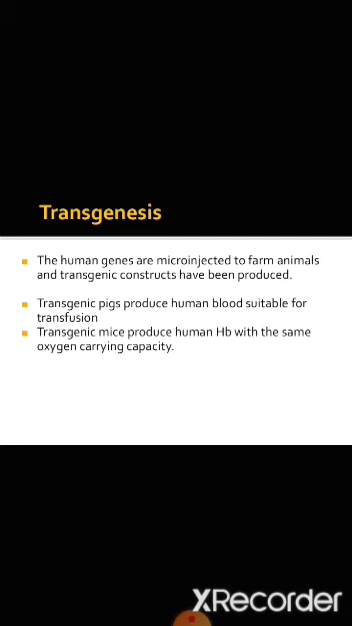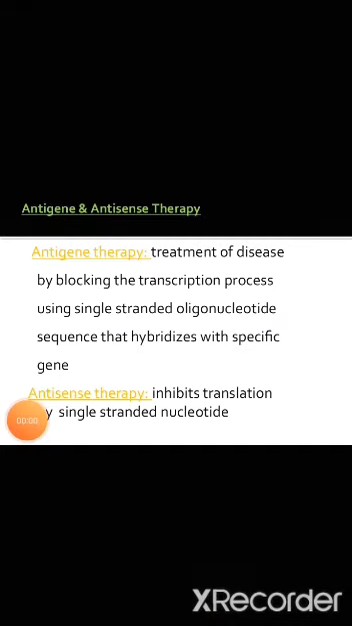Transgenesis. The human genes are micro-injected into farm animals and transgenic constructs have been produced. So the transgenic pigs produce human blood which is suitable for transfusion. And transgenic mice produce human hemoglobin with the same oxygen carrying capacity.